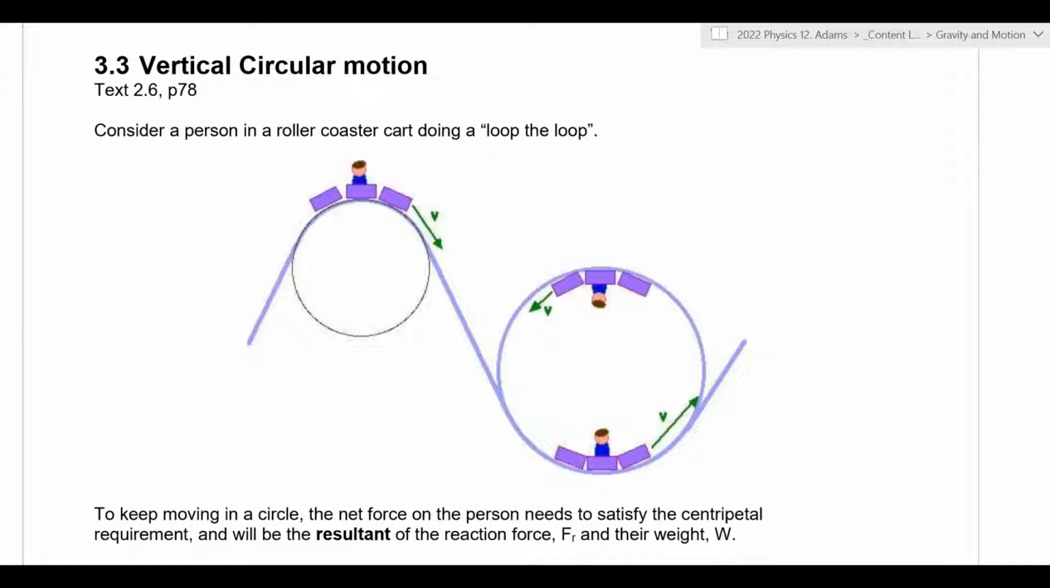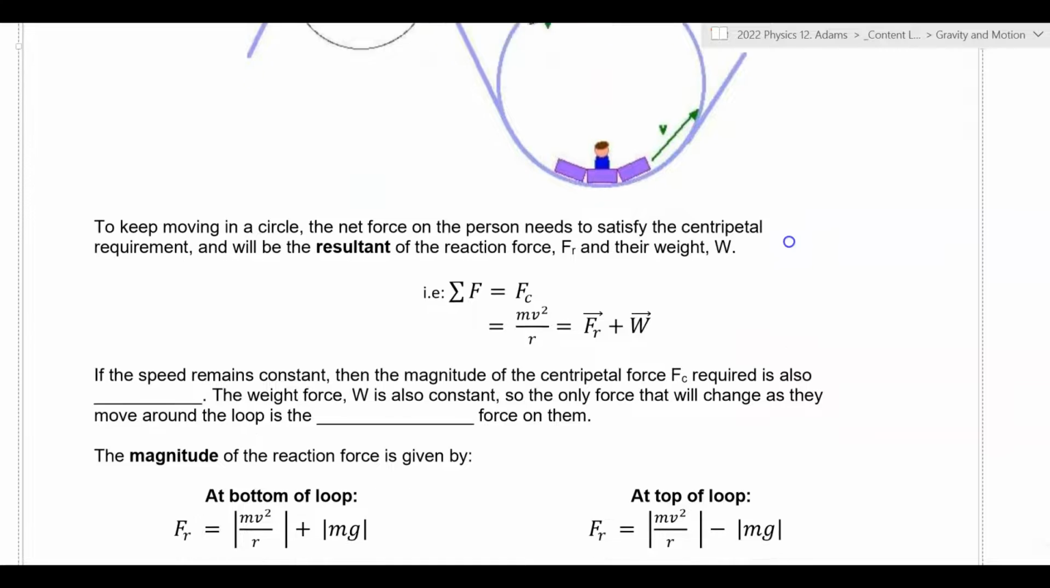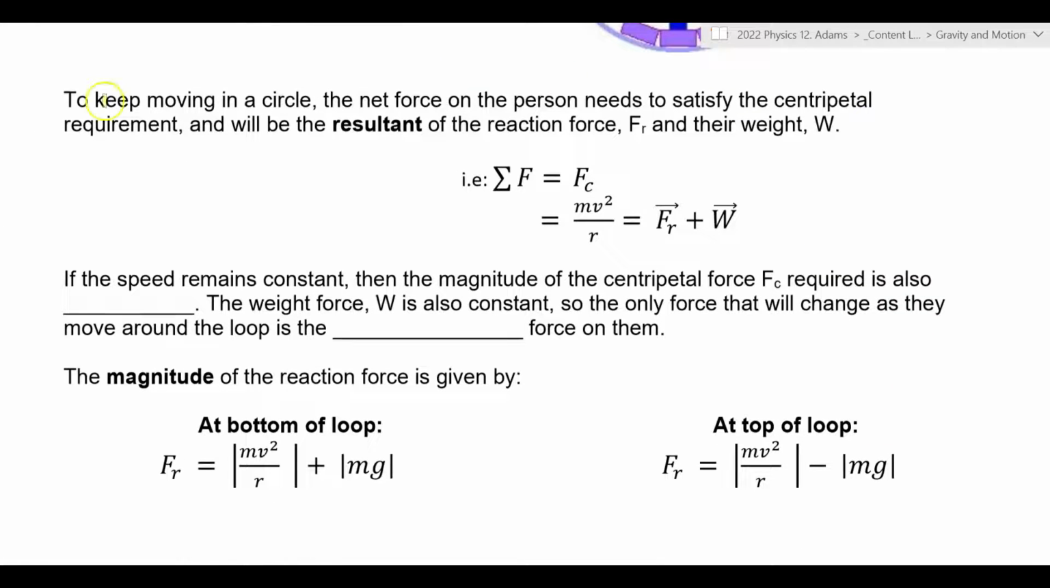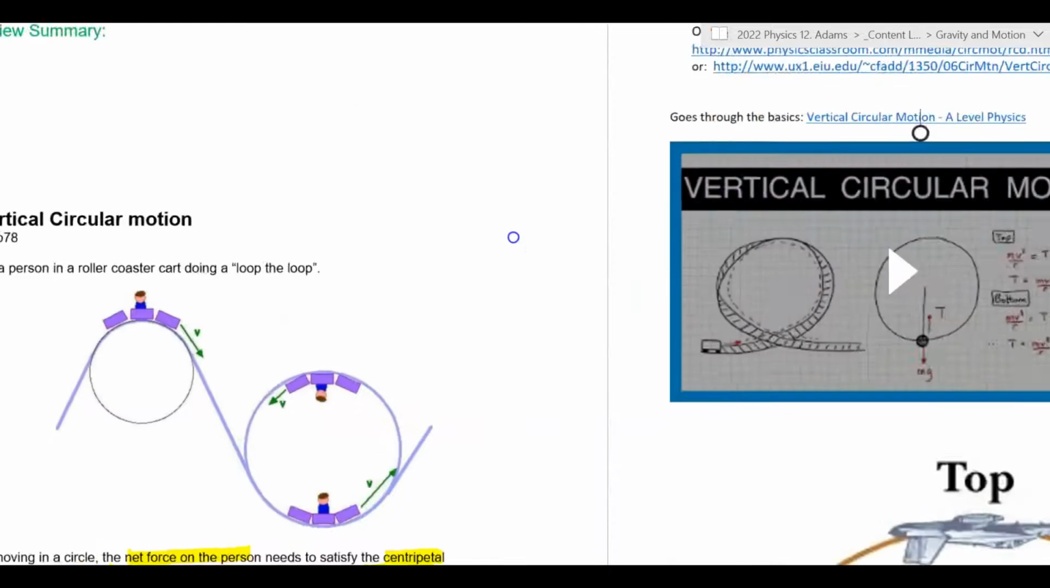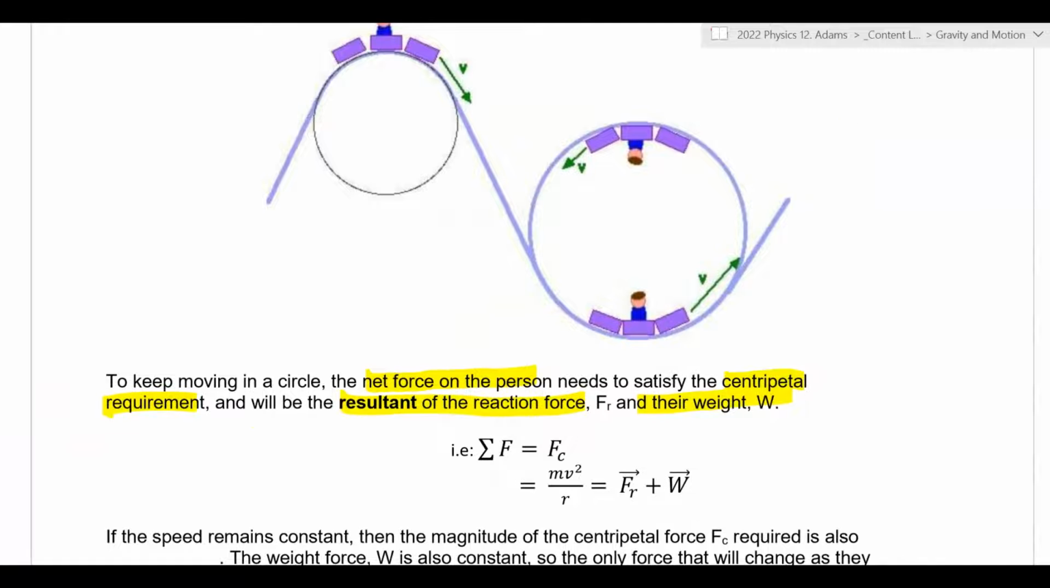Okay, we start with our basic truth, our go-to, and that's this statement here. To keep moving in a circle, the net force on the object or the person needs to satisfy that centripetal force requirement, and we've talked about that a few times. So the net force, the resultant of the reaction force and their weight. Now, if we go back to our diagram, your weight force is easy. It's always acting downwards.